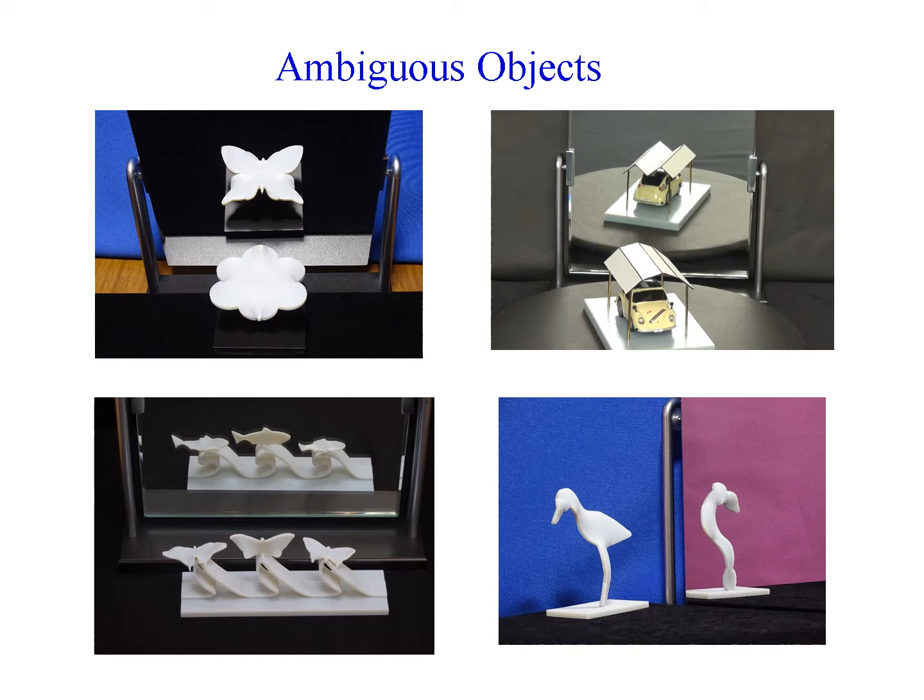In each scene, a mirror is placed vertically behind the object, and so we can see how the appearance changes when we change the viewpoint. A flower changes to a butterfly, a circular roof changes to a corrugated roof, and so on. We call them ambiguous objects. This is the third class of impossible object.